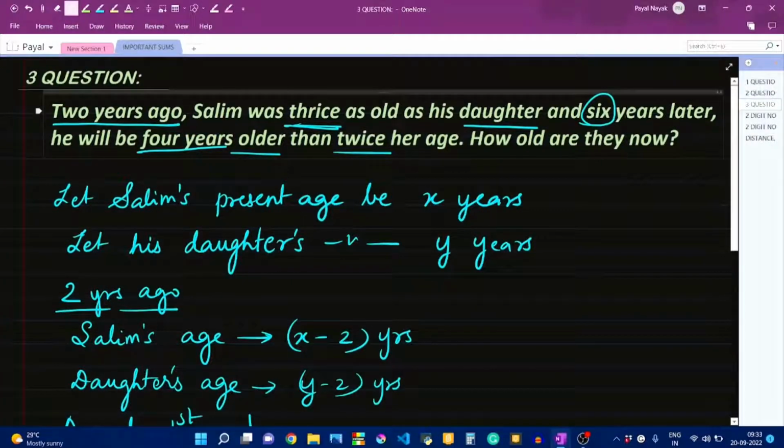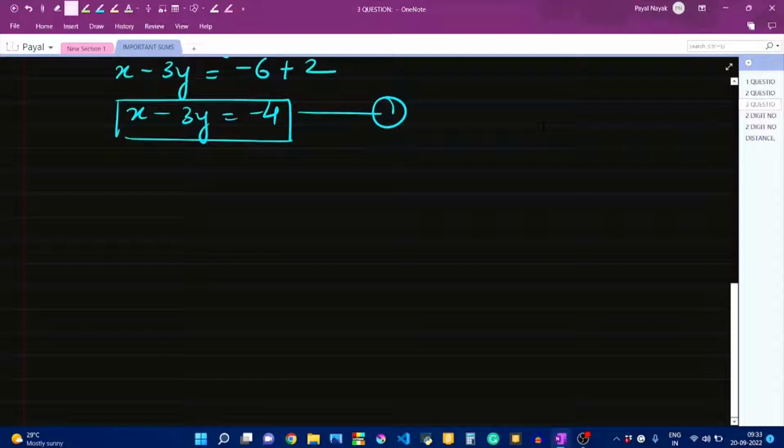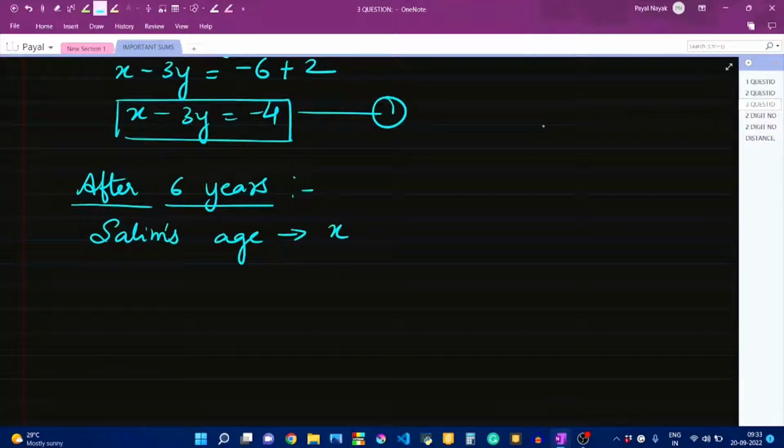The next condition tells you that 6 years later. So first we will write down what their ages will be after 6 years. So any age based sum has to be divided into these subheadings. After 6 years, Salim's age will be how much? It will be plus 6. So x is his present age and you are going to add 6 to it. So x plus 6 years.